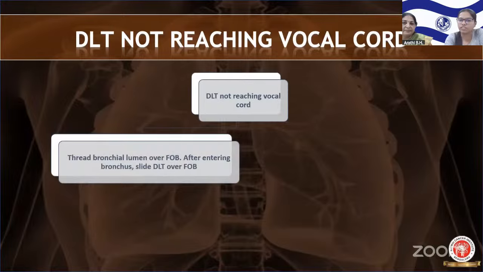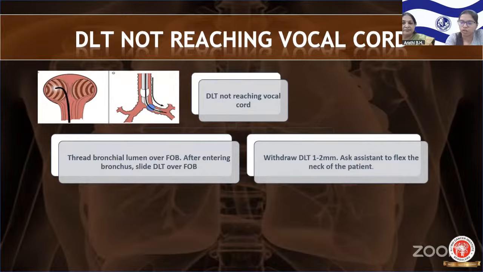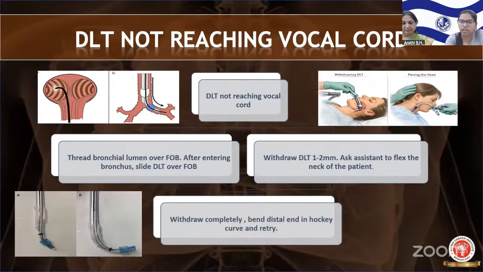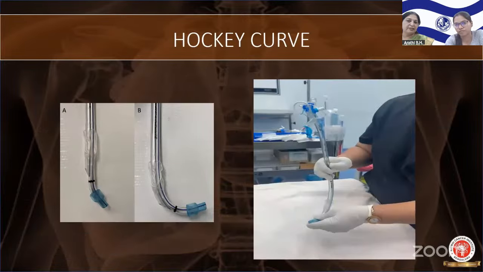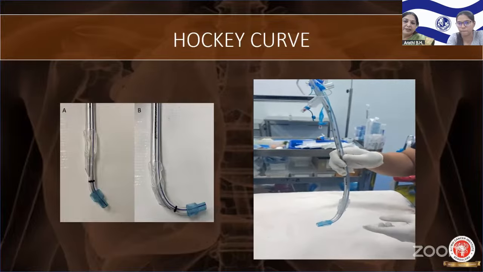If the DLT is not reaching the vocal cord, we have to thread the bronchial lumen of the DLT over the fiber optic bronchoscope. After entering the bronchus, slide the DLT over the fiber optic bronchoscope, as in this picture. Or withdraw the DLT 1 to 2 mm and ask the assistant to flex the neck of the patient. Or withdraw it completely and bend the distal end of the double lumen tube like a hockey stick and retry. This is one of the commonest things which we do even in a conventional technique. When we are not able to intubate, we make it a hockey stick and intubate. The same technique can be used in DLT. This is the video showing how we bend the double lumen tube end as a hockey stick.